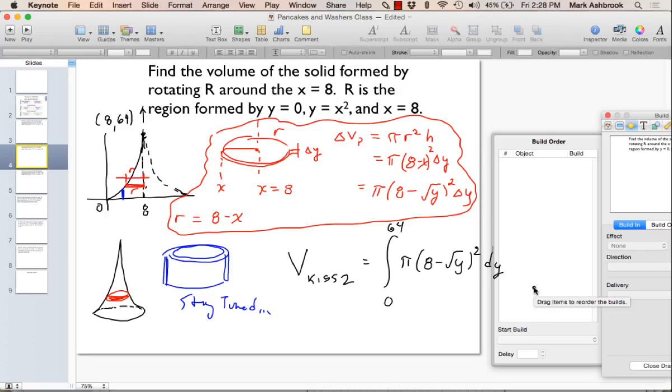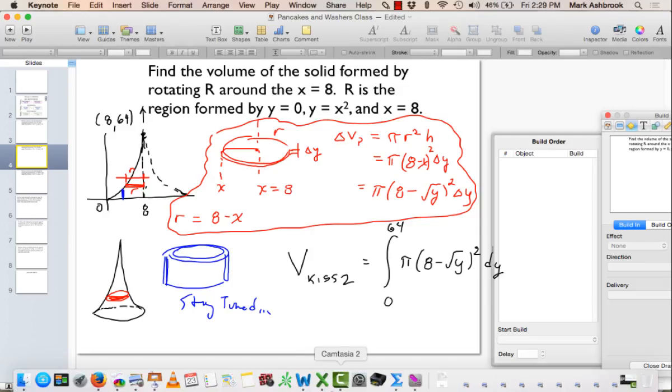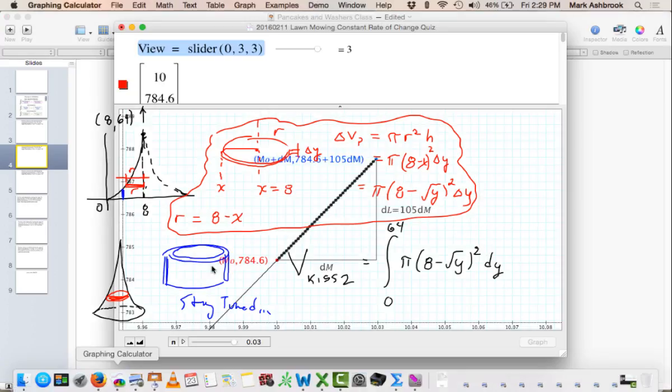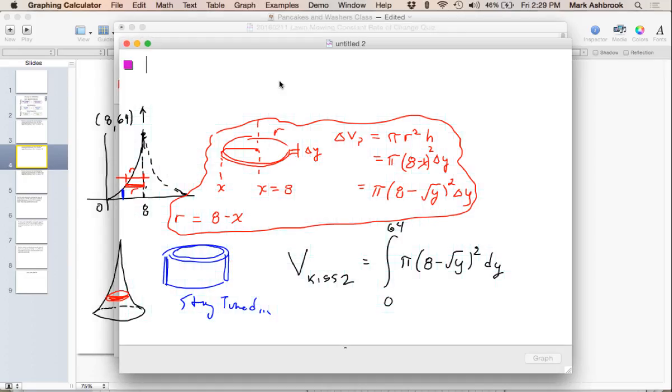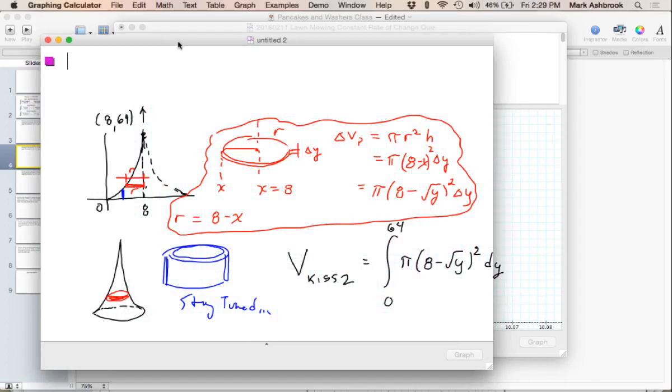Okay, so let's see. Same volume or different volume? Okay, Jason, it's up to you. What is it? Different or the same? Does not compute. No, they're different. They're different.